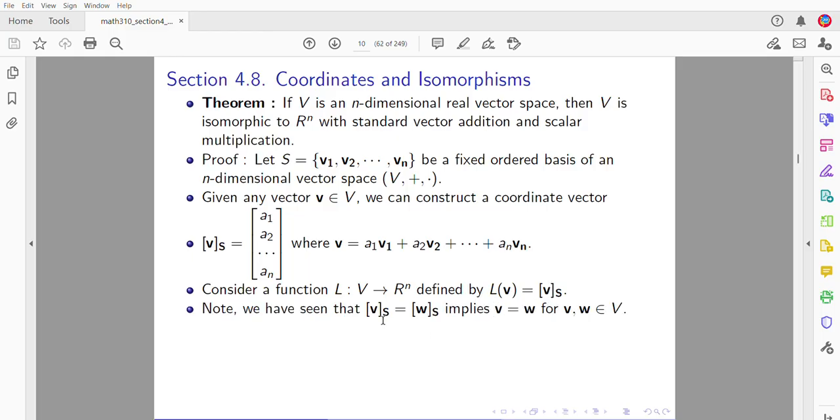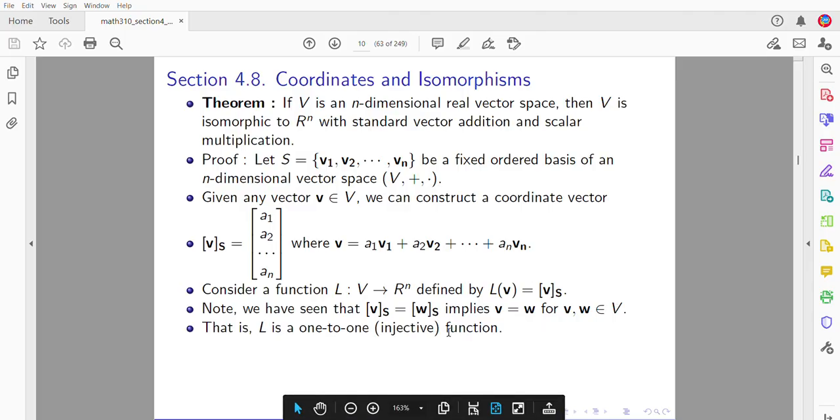Notice we have already seen in our previous video that the coordinate vector of v equals the coordinate vector of w implies v equals w. That means L is one-to-one. Okay, that's the definition of one-to-one: L(v) equals L(w) implies v equals w. So that's a one-to-one function. One-to-one has another name, injective.